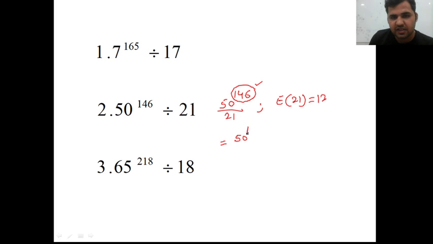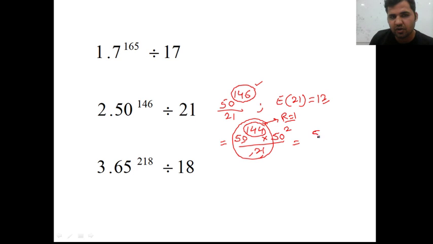50 power 146 can be written as 50 power 144 into 50 power 2 divided by 21. Now this part of the question will give you a remainder of 1, using the concept of Euler remainder theorem, which states that if these two numbers are co-prime with each other and this is a multiple of Euler number of 21. Now the Euler number of 21 is 12 and 144 is a multiple of 12. So the remainder will be 1.